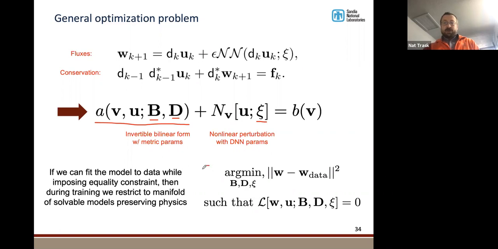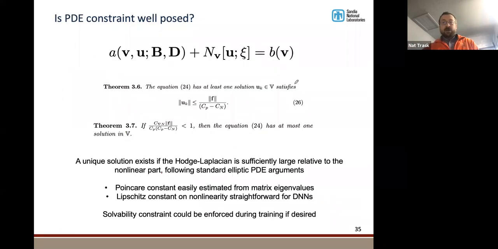And so if you can fit your data to a model of this form, using an equality constraint, right? Then you're guaranteeing that it doesn't matter what your data says, the resulting model will inherit all of this pretty sophisticated structure, right? So the natural question is, can you impose that equality constraint? And it turns out it's actually very simple to set it up. To analyze it, the elliptic bilinear form has a Poincare constant. If you assume your nonlinearity is Lipschitz, it has a Lipschitz constant.